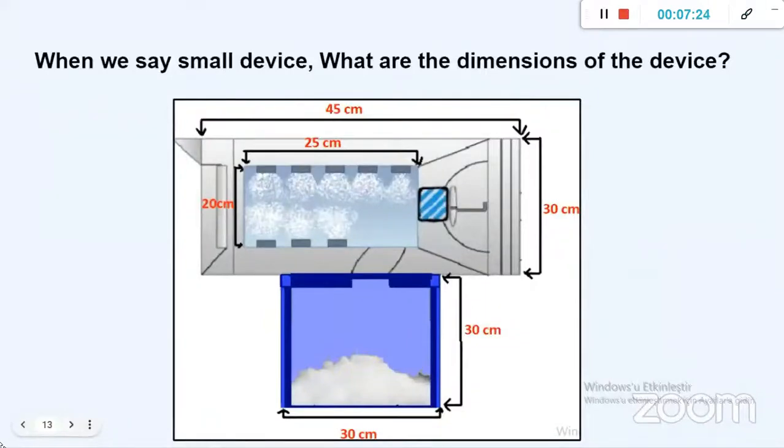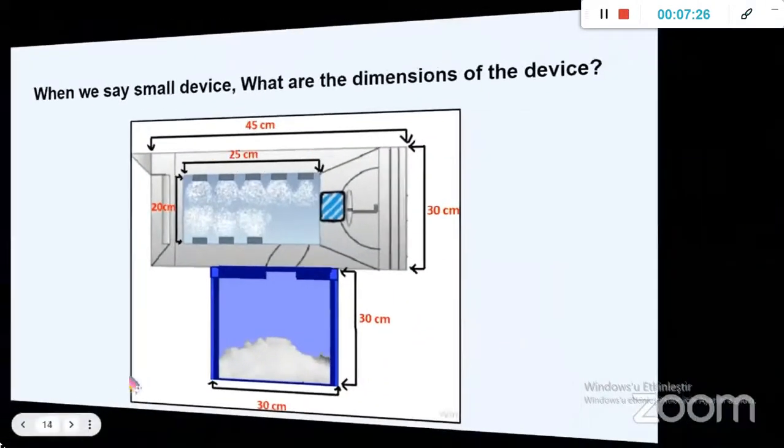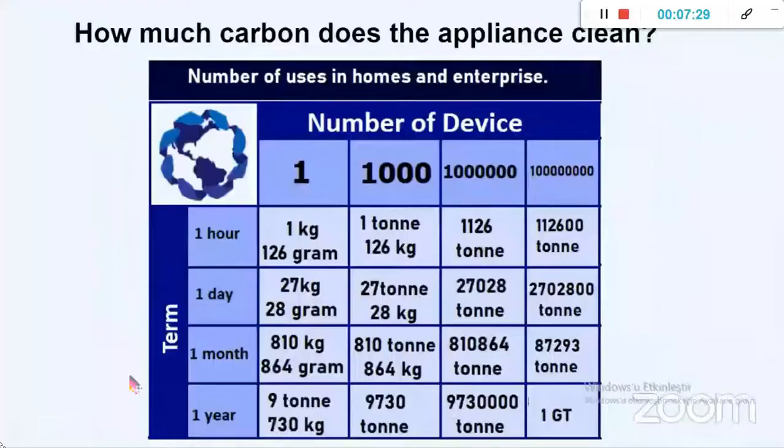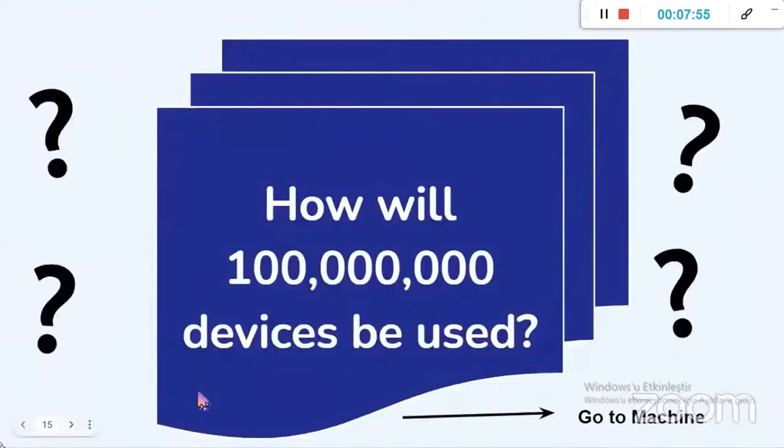The device removes 187 grams of carbon in 10 minutes. The device removes 1 kilogram, 126 grams of carbon per hour, and cleans 27 kilograms of carbon per day. 100 million devices clean more than 1 gigaton of carbon. How will 100 million devices be used? Go to machine.